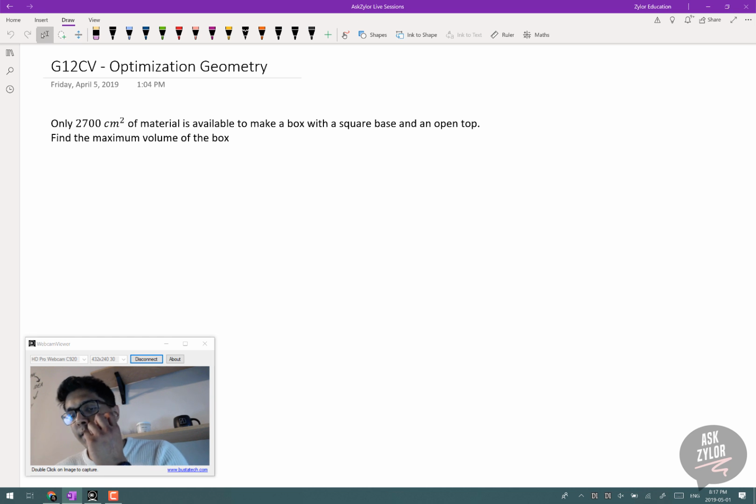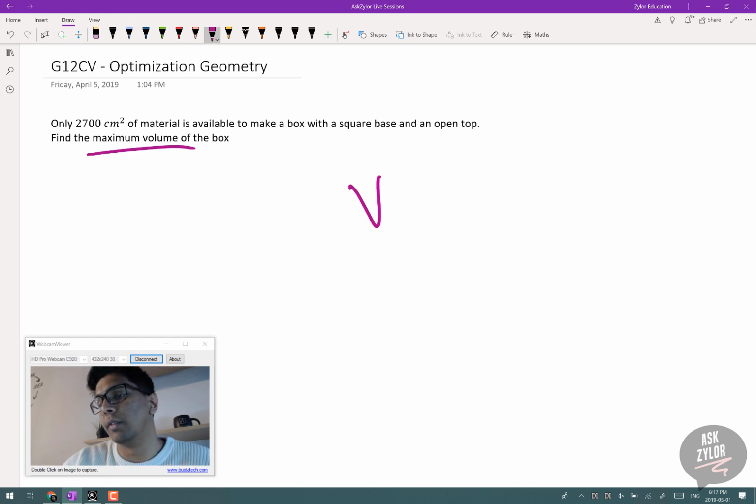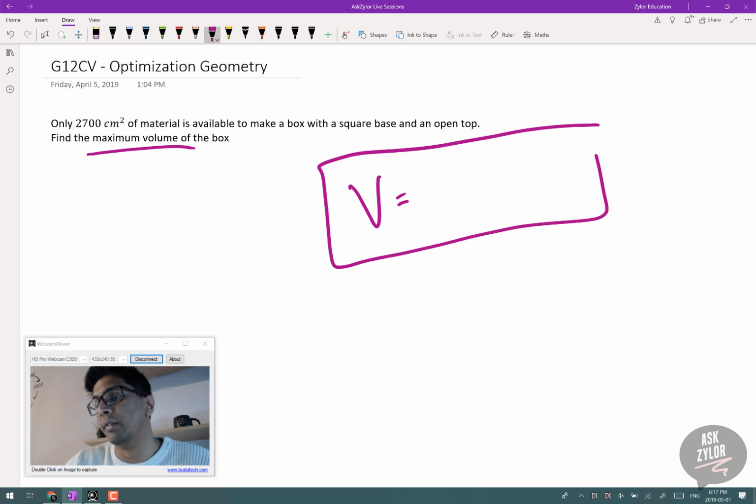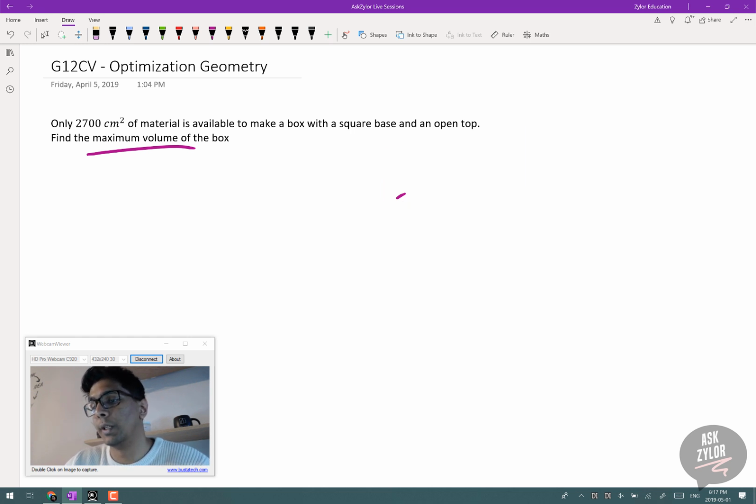So with optimization, what we try to do is find two equations and relate them to each other. Right? So we're trying to find the maximum volume. So that means we need to find a volume equation in terms of one variable and try to maximize that. So in other words, find the derivative, make that equal to 0, and solve for the variable. Right? So let's start with what they've given us. They said only 2700 centimeters squared of material is available. So it's got a square base and an open top.